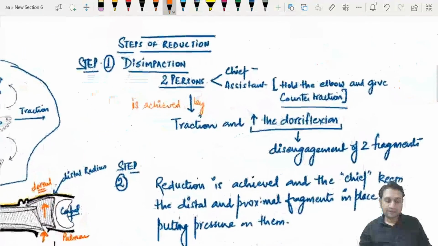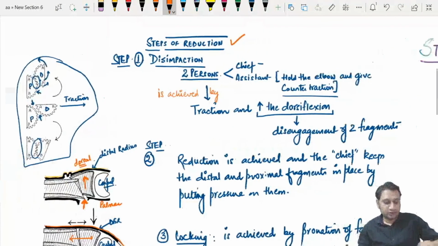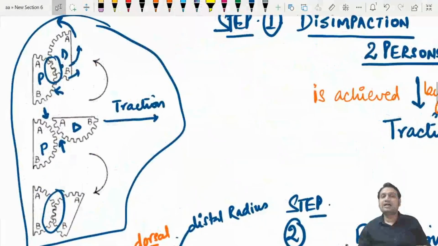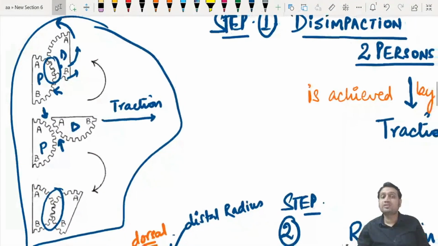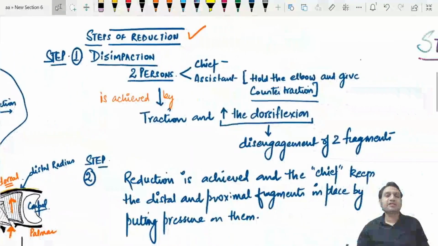Okay, so I'll just enlarge it and I'll show you the whole screen. So step 1, quick revision. Step 1, disimpaction. How? Traction and increase the dorsiflexion. Worked on the principle of this tooth semicircle, right? It's not a smooth semicircle. These are comminuted fractures. Do remember, Colles are 99% comminuted fractures. Multiple fragments will be seen. In very few cases, it will be just one straight line.